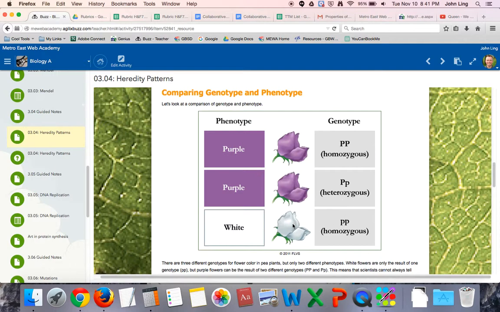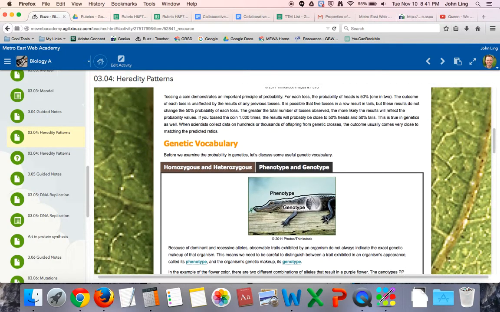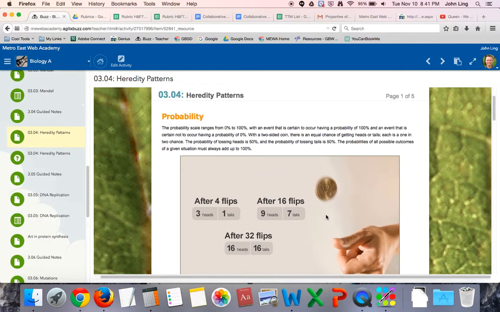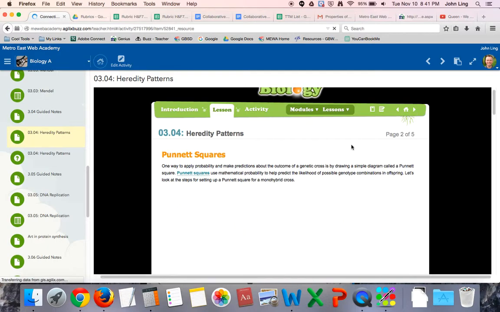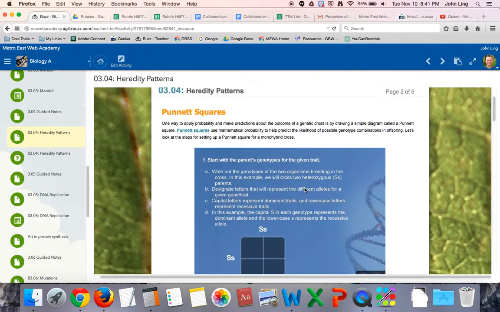The only way you're going to show the recessive trait is if you have a recessive allele from each parent for that trait. All right, so this gets into the idea of Punnett squares, and this is what I really wanted to talk about, is how these work.